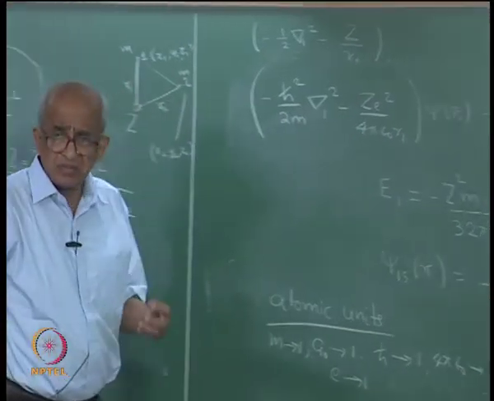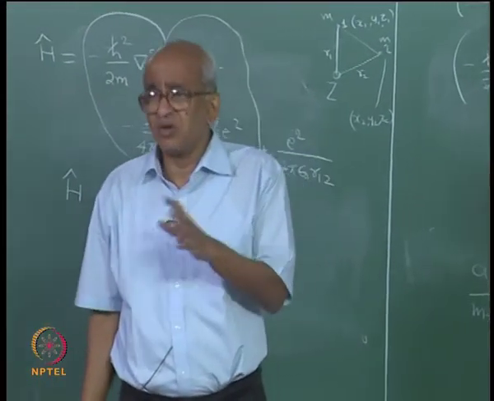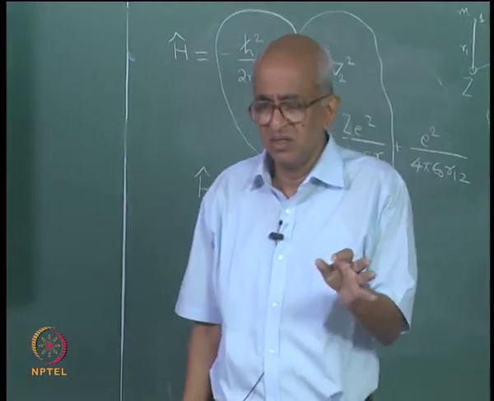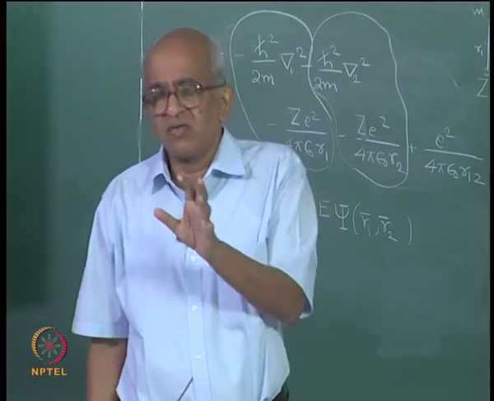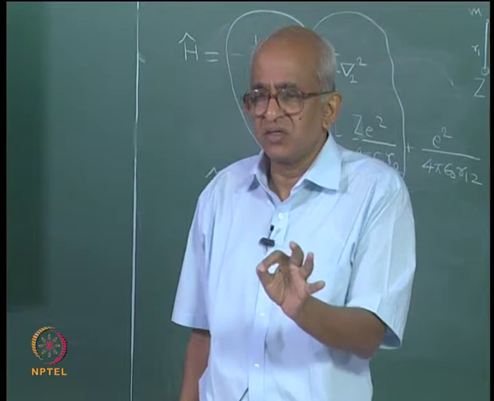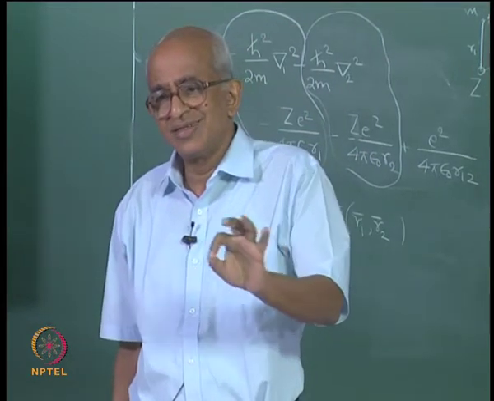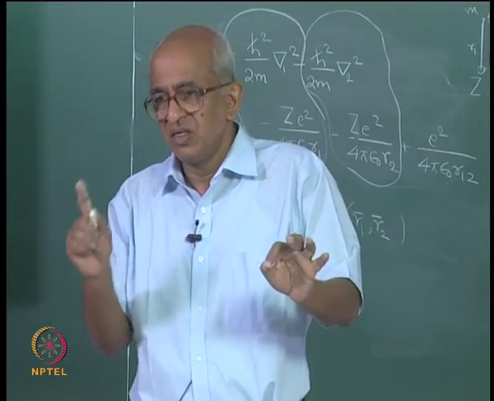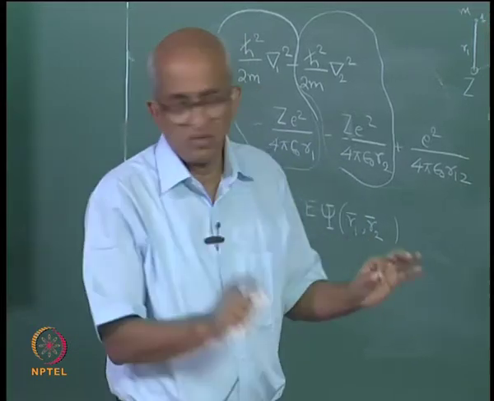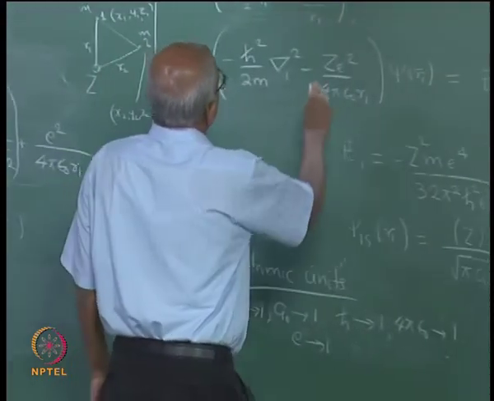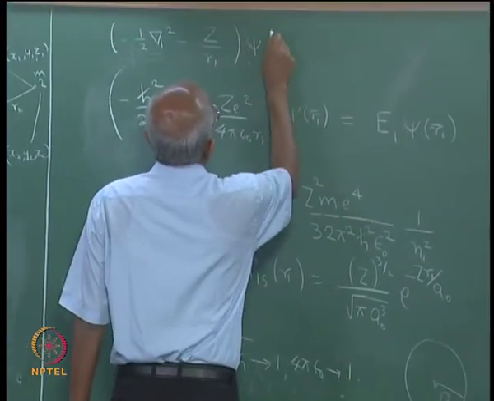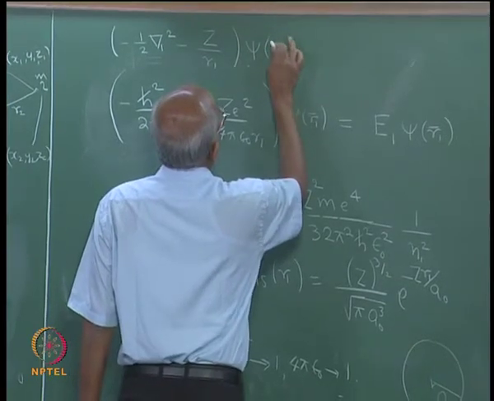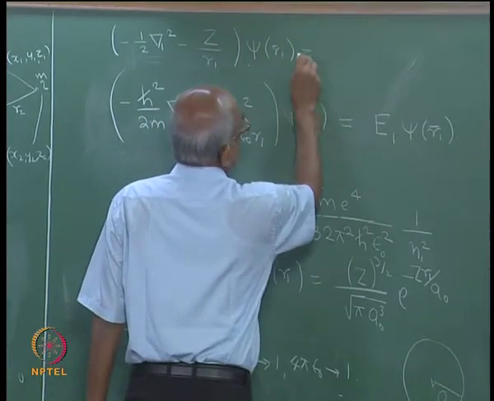But now you should remember that R1 is measured in atomic units, right. If you say R1 has a value equal to 1, that actually means that the electron is at a distance a0 from the nucleus, that is the meaning, right. And this operating upon psi R1 will be equal to E1.